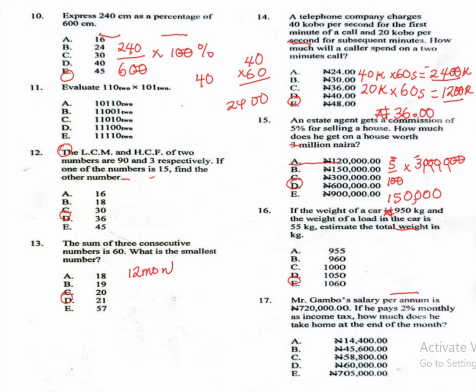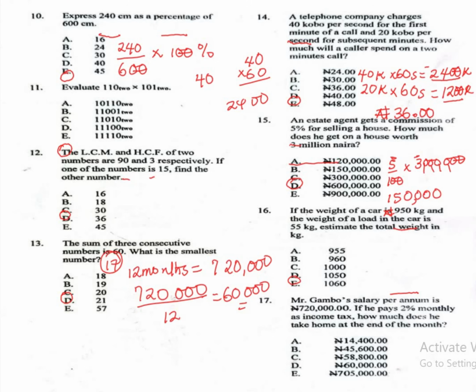So at the end of 12 months, he earns 720,000. Let's take this down. Monthly, how much does he earn? You divide 720,000, don't forget I'm solving question 17, by 12, which will give you 60,000. This is what he earns in a month.